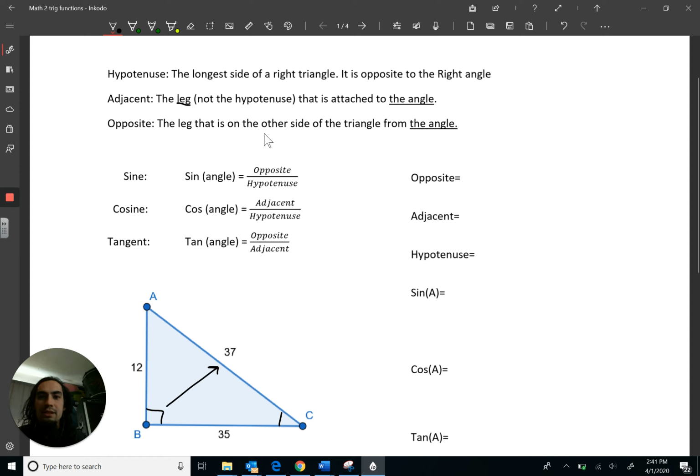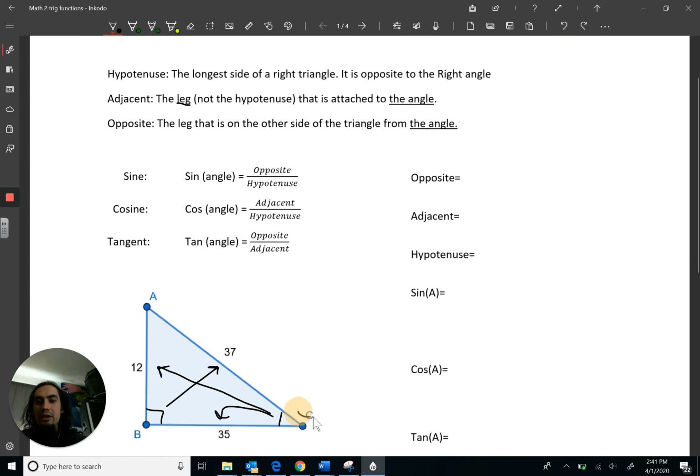The opposite is the one on the other side. So for C, we know that 35 is the adjacent, and opposite is 12 because it's on the total opposite side. So that would be 12 of the angle. So I've been using angle C as the angle.